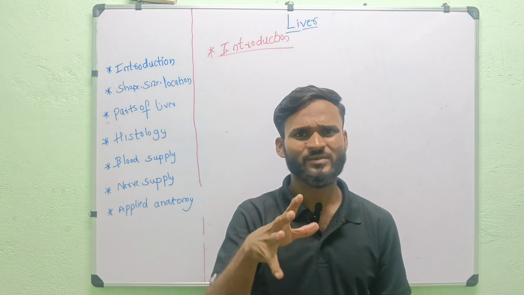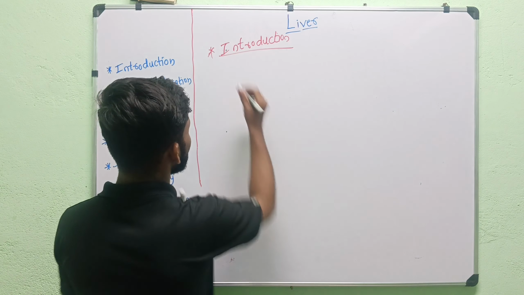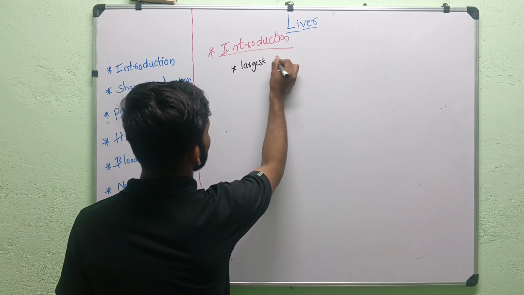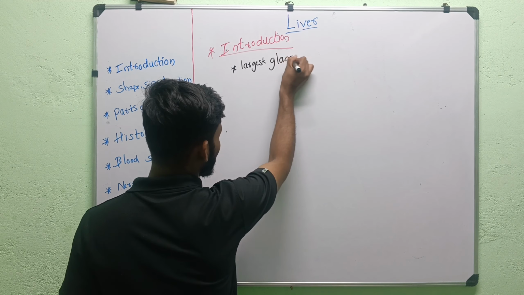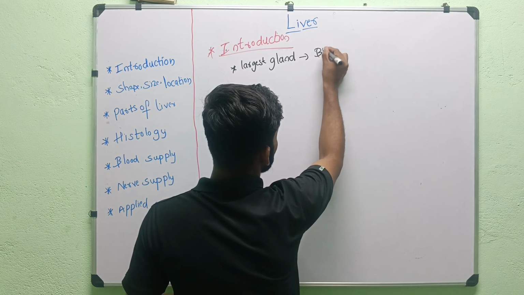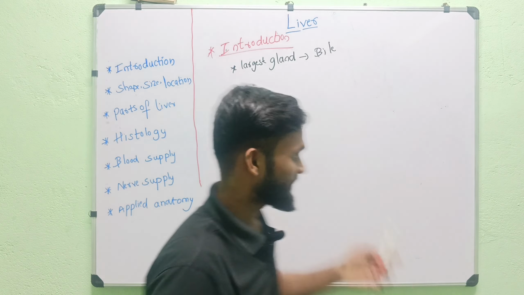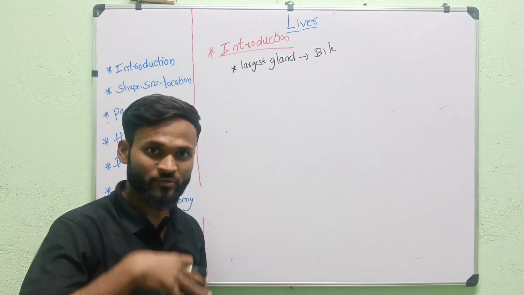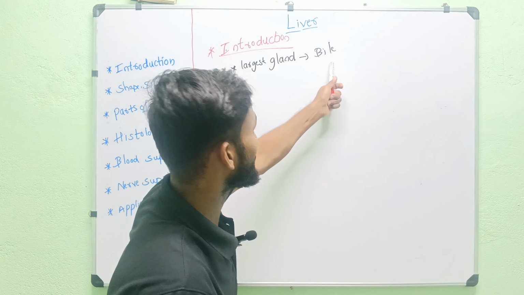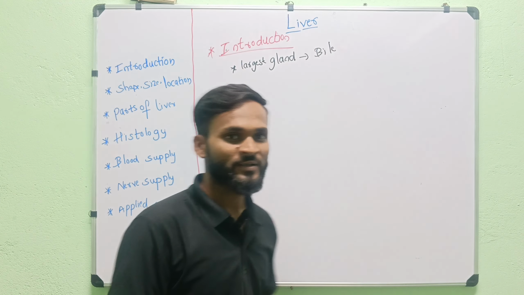As we know, liver is the largest gland in human body, and it is going to produce the bile juice, which is helpful for the digestion and metabolism of fats. First point is, it is the largest gland in human body which is going to produce many enzymes and juices, mainly bile juice. The bile juice is helpful for the digestion and metabolism of your fats.